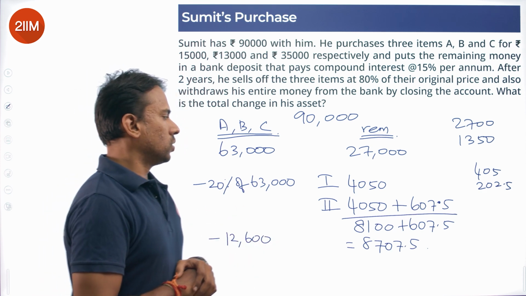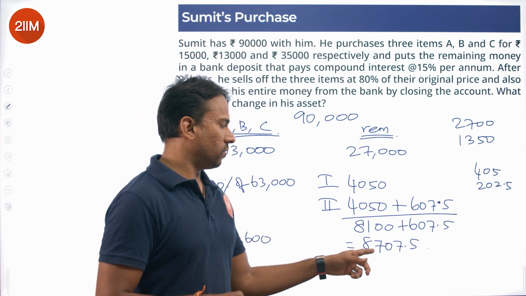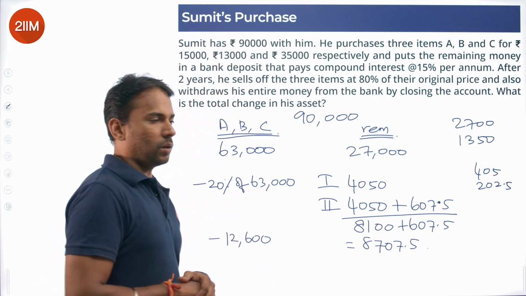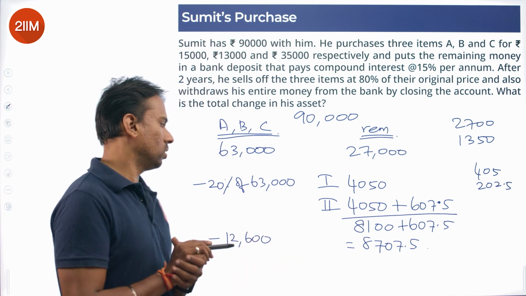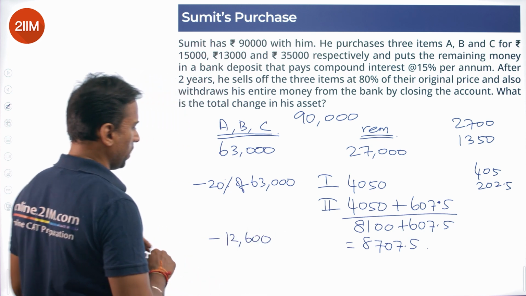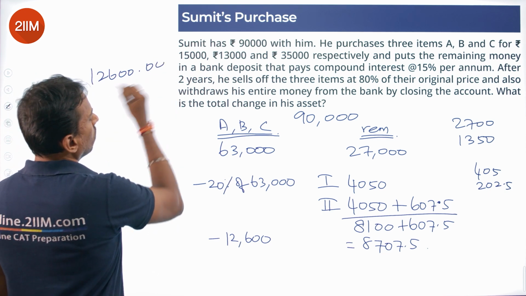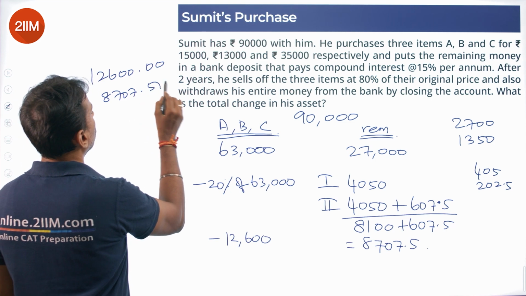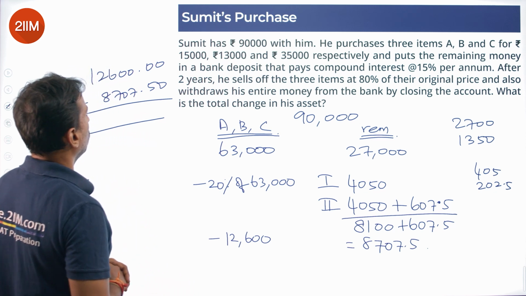Super. So that means overall what's happening? Here he is gaining 8707.5. Here he is losing 12,600. That means overall he is going to face a loss. That's for sure. So how much loss will it be? We'll calculate the loss. The loss is going to be 12,600 minus 8707.50. Okay, we'll carefully do this. This is decimal calculation.